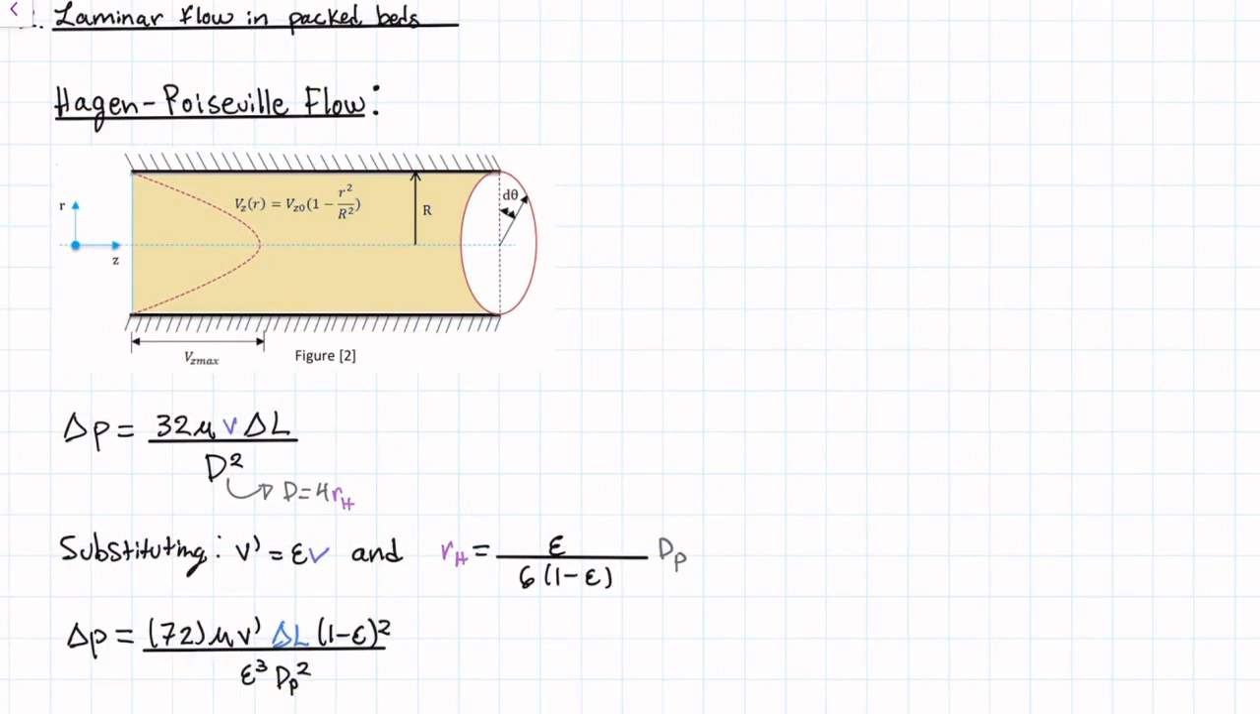Now that we've defined some terms, we can begin to discuss laminar flow in packed beds. We start with pressure-driven flow in a channel, as seen here. Then we rewrite in terms of hydraulic radius and interstitial velocity, achieving this equation, which theoretically describes laminar flow in packed beds. However, experimental data has shown that this prefactor of 72 isn't correct.